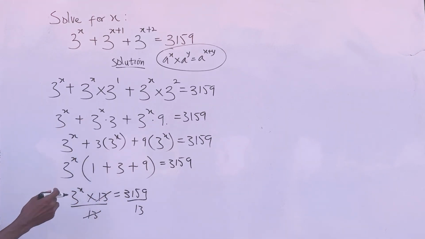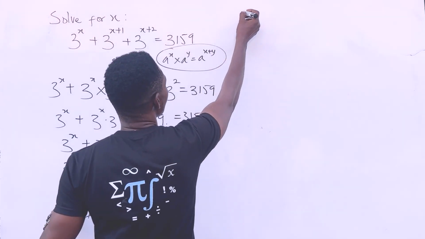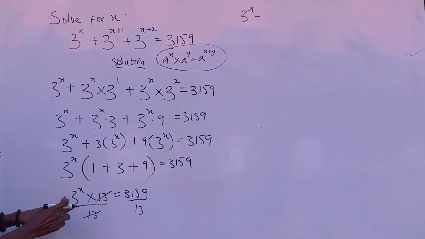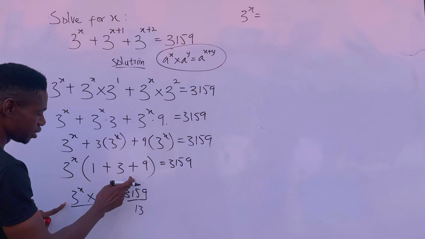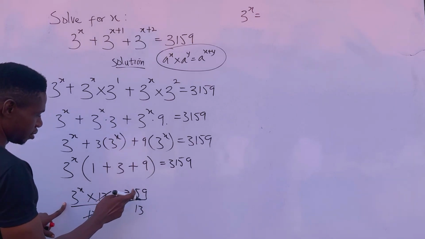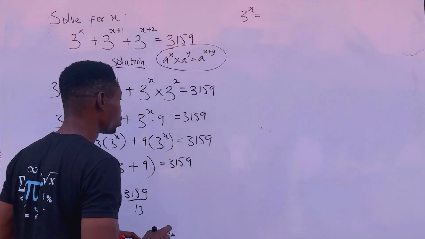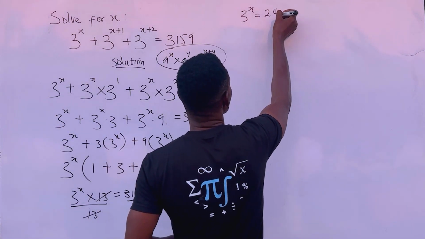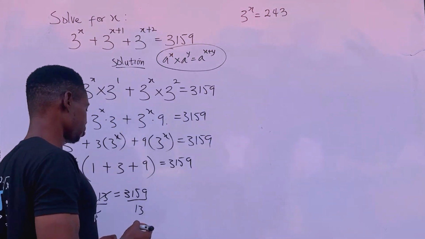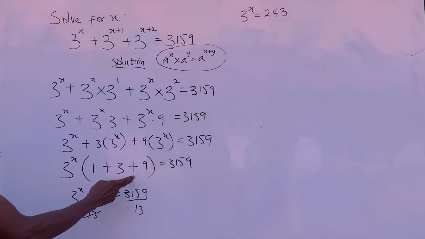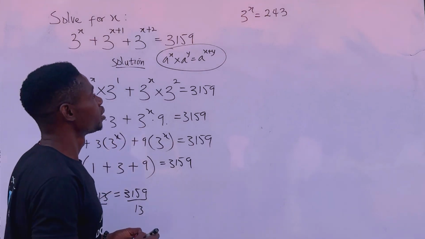Okay, maybe I should move up there. Let me move up there. So what we'll have left is 3 raised to power x equal to... Now if we divide 3159 by 13, what we'll have is 243. Yeah, if we divide this by 13, you get 243.